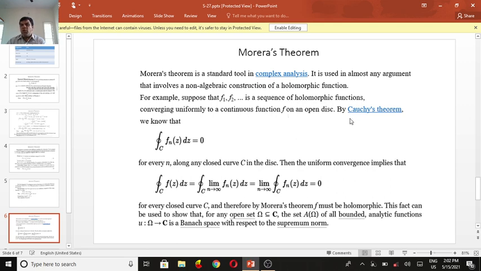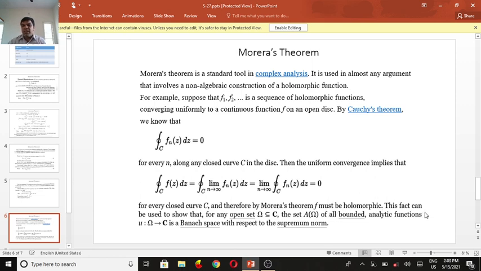On an open disk, by Cauchy's theorem, we know that the closed path integral over c of fn of z dz is equal to 0, for every value of n and along any closed curve c in the disk. Then the uniform convergence implies that the closed path integral over c of f of z dz is equal to the limit as n tends to infinity of the closed path integral over c of fn of z dz, which equals 0. So for every closed curve c, and therefore by Morera's theorem, f must be holomorphic.